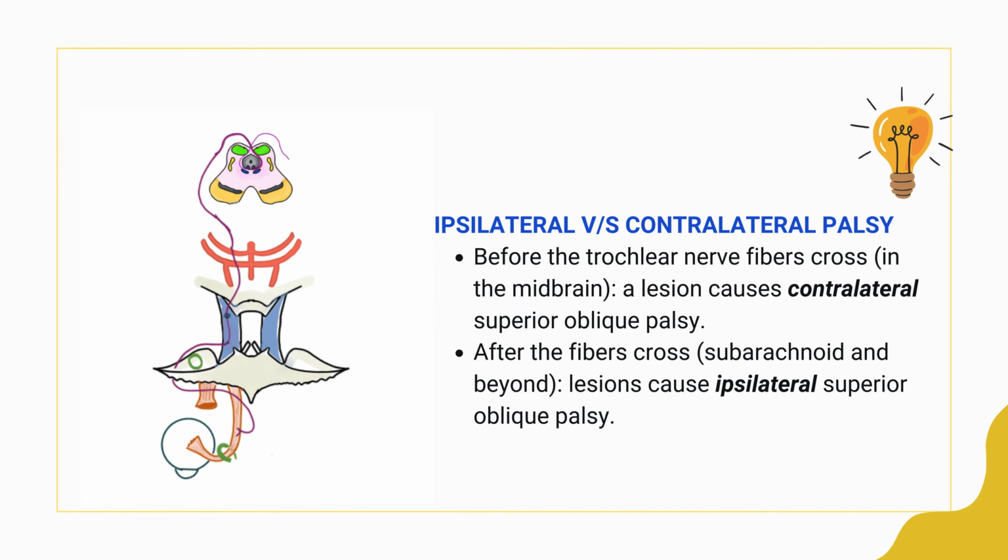Now let's discuss a very important clinical pearl, that is the concept of ipsilateral versus contralateral fourth nerve palsy. This is a very important concept. All the lesions which occur before decussation of the fourth nerve, which occurs at the anterior medullary velum or at the dorsal part of the midbrain, will result in a contralateral superior oblique palsy. Whereas lesions after decussation, that is from the subarachnoid course and beyond, will cause ipsilateral superior oblique palsy.